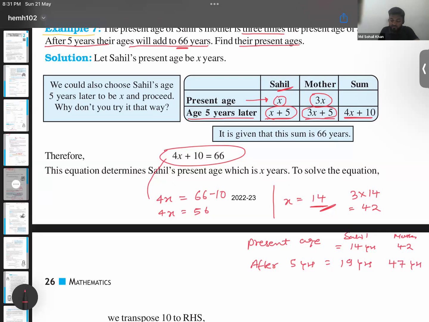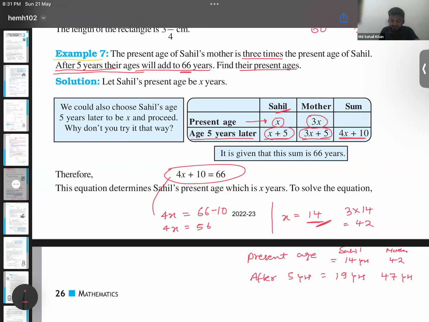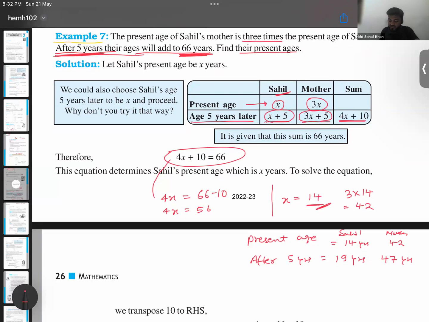Now, read what the question said in the next line. Their ages will add to 66 years after 5 years. So after 5 years, if you add their ages, it should be equal to 66. So we can check that also. So 19 plus 47, isn't it equal to 66? Here it is 47. What do you get if you add 19 and 47? You get 66. So that is the question.